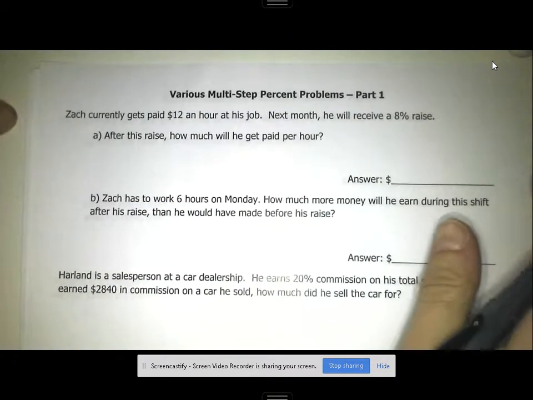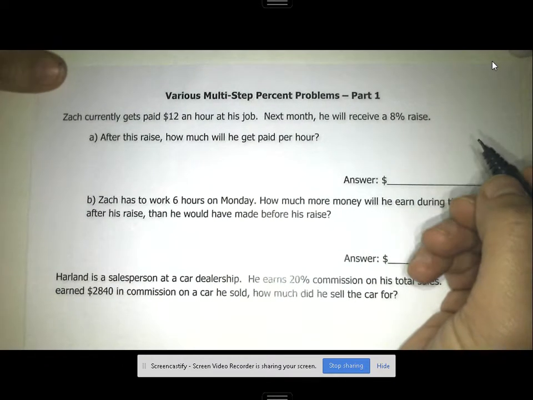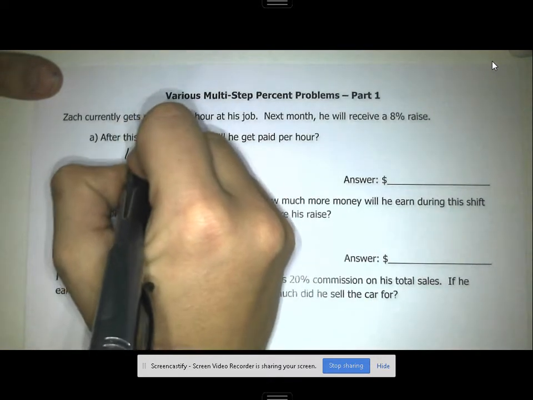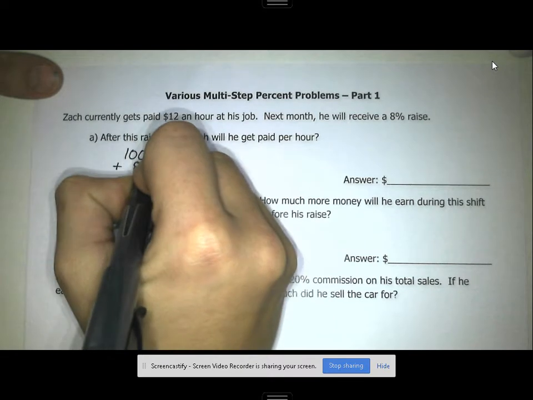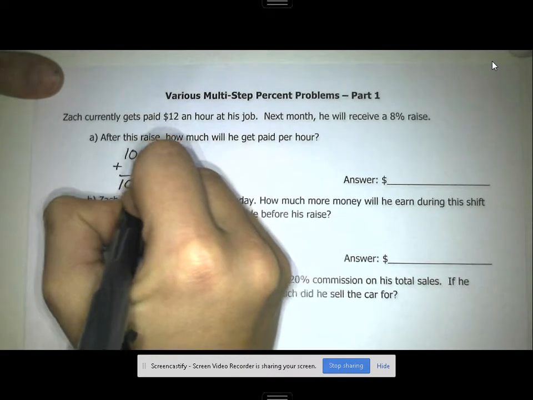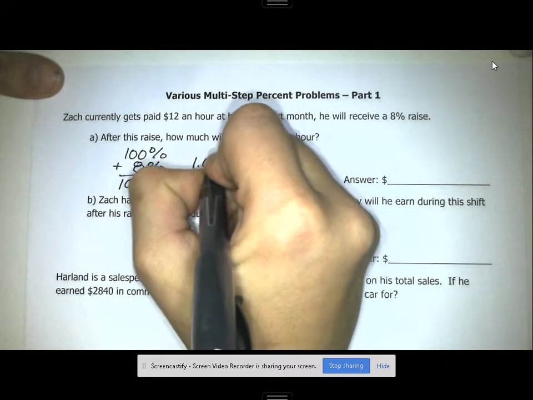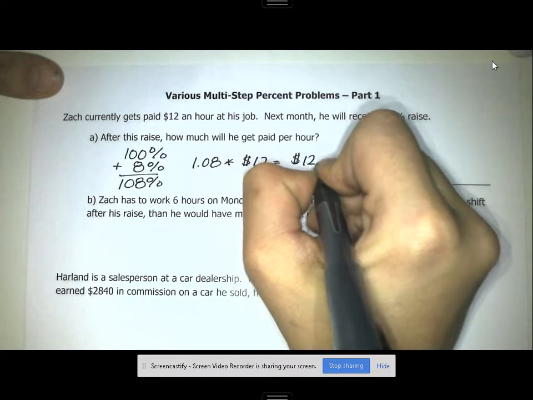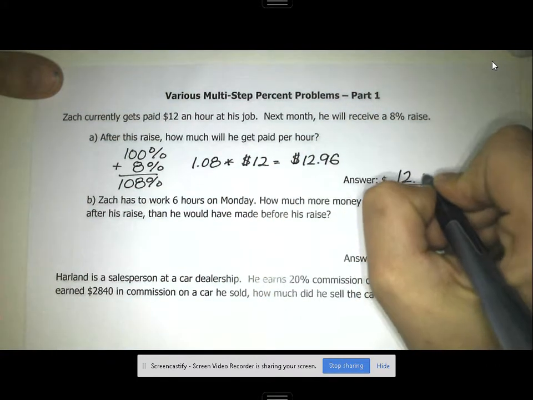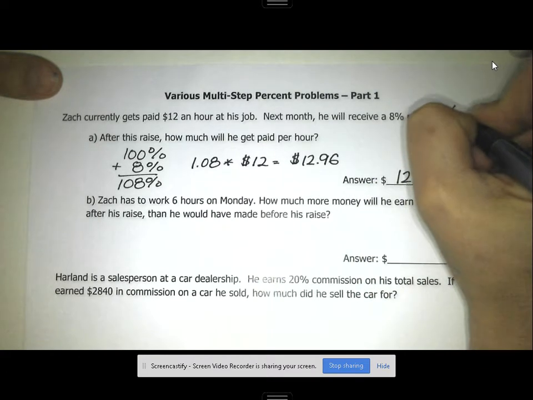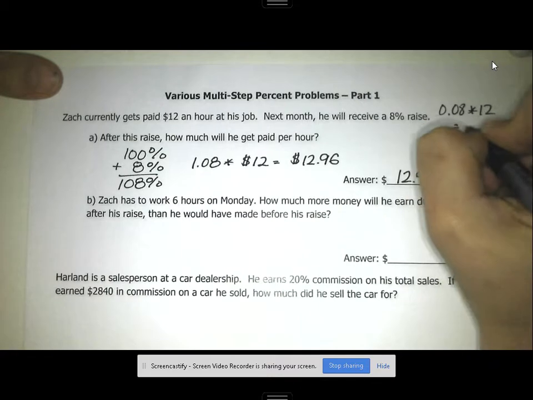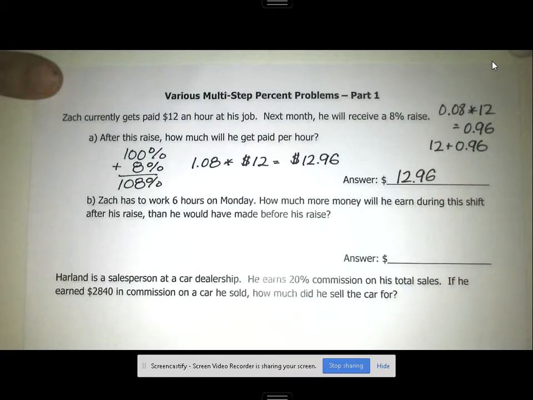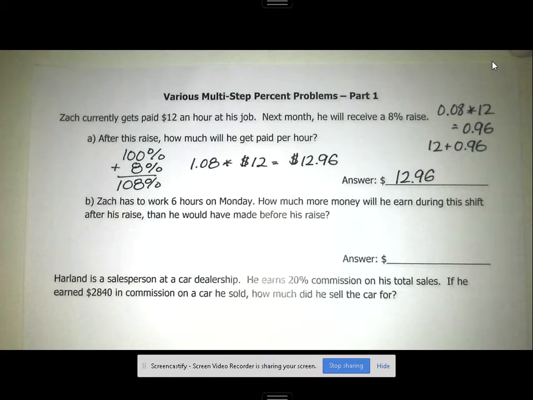Zach currently gets paid $12 an hour at his job. Next month, he'll receive an 8% raise. After this raise, how much will he get paid per hour? Well, he's going to get 100% of his salary, and he's earning an 8% raise. So he's going to be getting 108% of his original salary, which is 1.08 times $12, which is $12.96. Now you also could have just calculated what is 8% of 12. You would have gotten 96 cents, and then you could have just added the 96 cents on and found out, okay, now he's going to get paid $12.96 an hour.